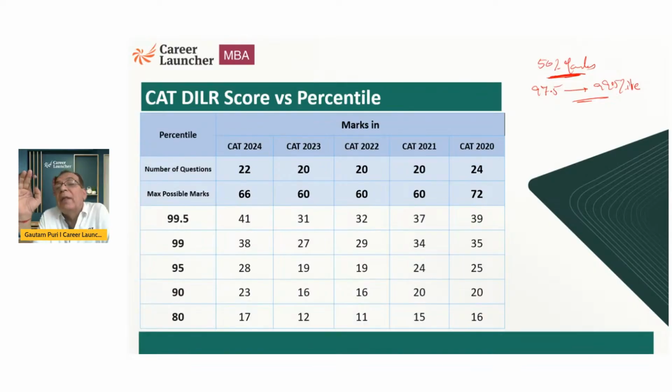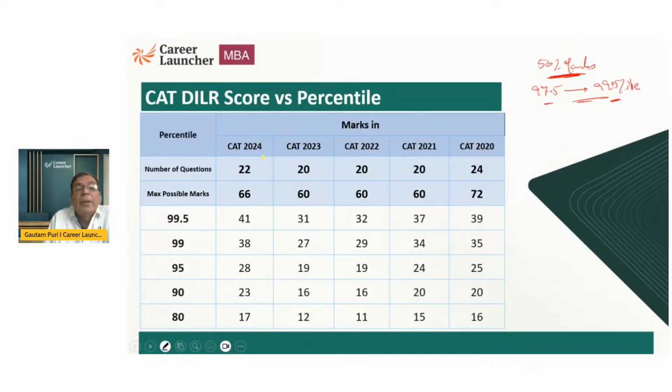If it happens to be a very easy paper, 50% marks will get you something like a 97.5 percentile. And if it's a fairly difficult paper, you'll probably end up at somewhere around 99.5 percentile. Let me look at the last 5 years data to prove this point.